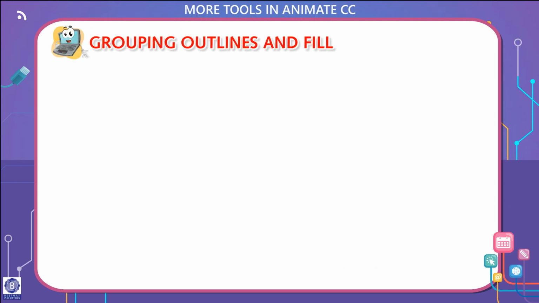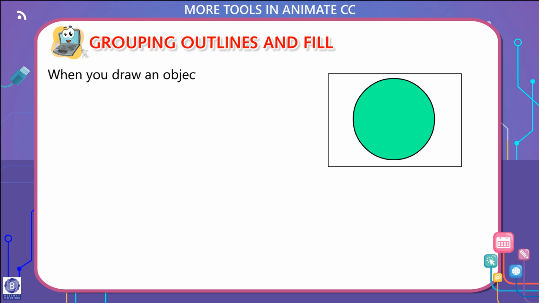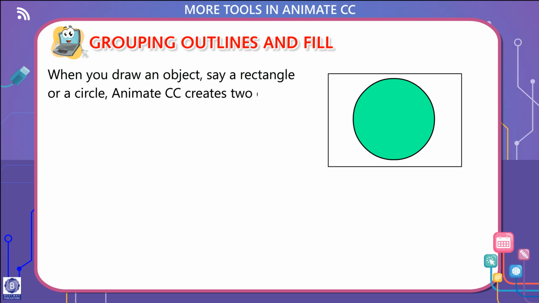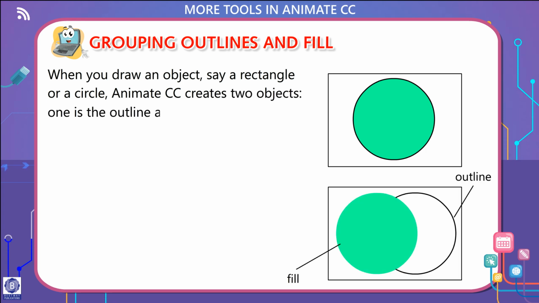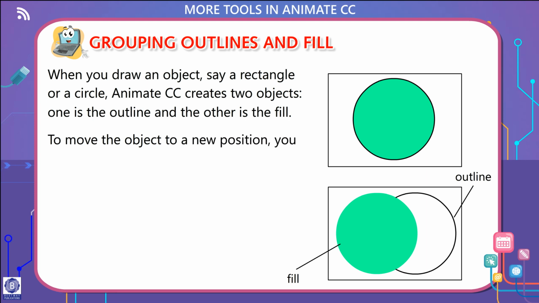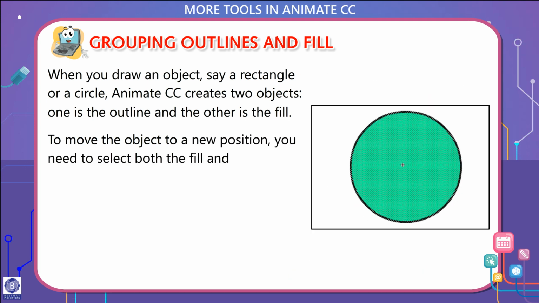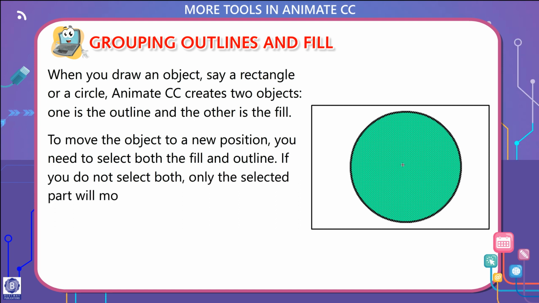Grouping outlines and fill. When you draw an object, say a rectangle or a circle, Animate CC creates two objects. One is the outline and the other is the fill. To move the object to a new position, you need to select both the fill and outline. If you do not select both, only the selected part will move.